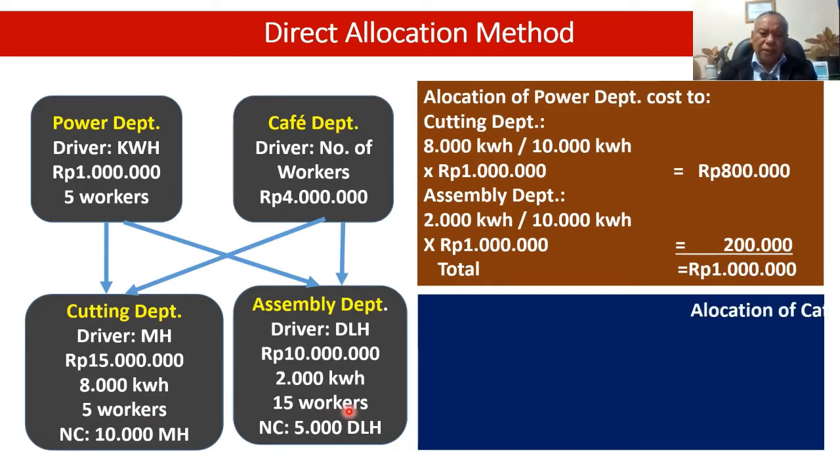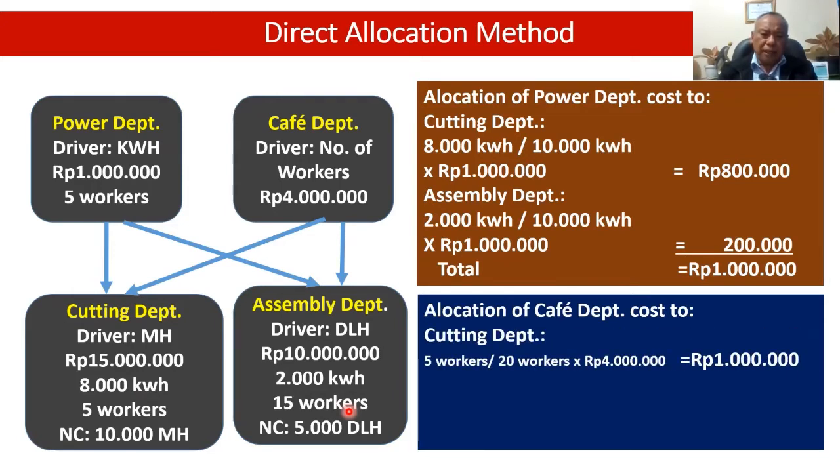So in this case, the allocation of cafe department costs to cutting department is actually the same as power department. We divide the number of workers for each producing department by the total workers. So in this case, there are 20 workers. So 5 workers divided by 20 workers times the 4 million cafe department costs. So we find 1 million.